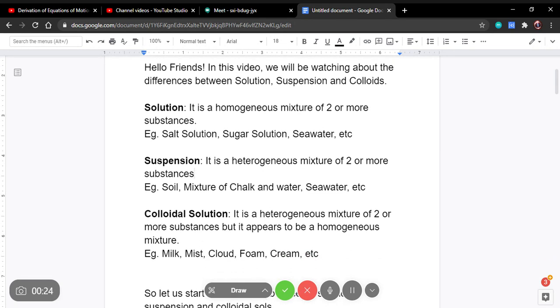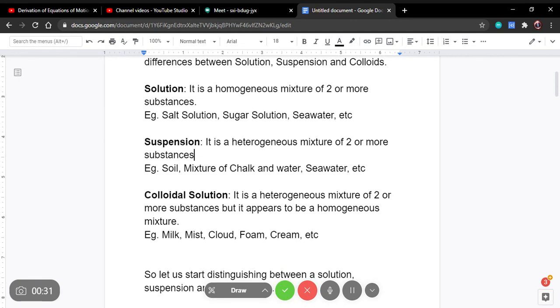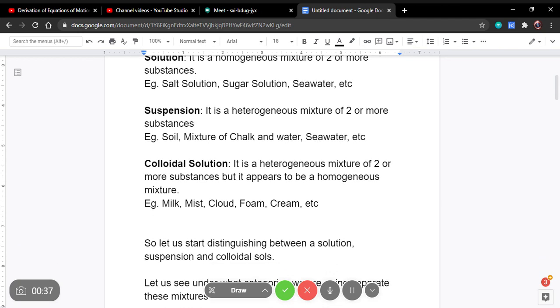A suspension is a heterogeneous mixture of two or more substances. Examples include soil, a mixture of chalk and water, and seawater. Seawater is also a suspension because it contains many solid particles such as rocks and corals.